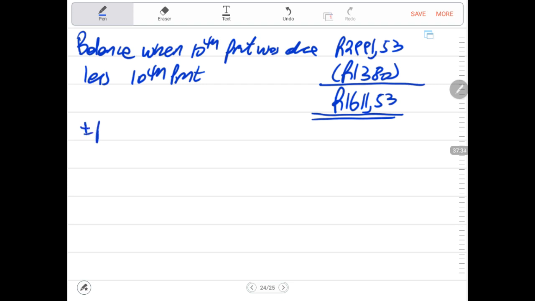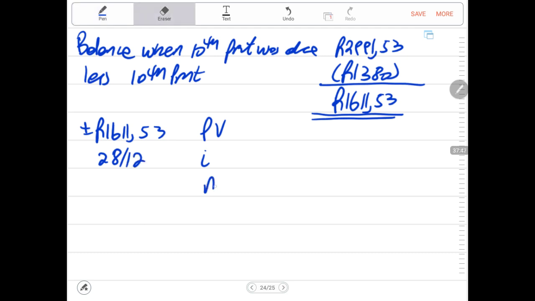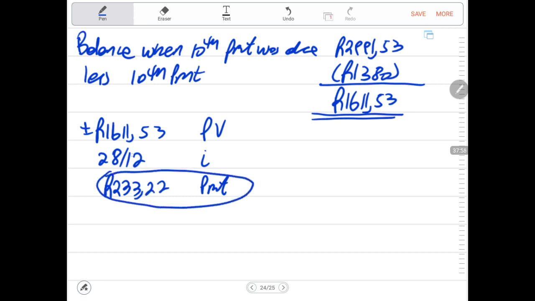So we have plus minus 1,611 rand 53 cents as our PV. Our interest is still 28 compounded monthly. Our N is what we are looking for. Then we have to acknowledge PMT. Our PMT is 233.22. We don't want to change our monthly payments. We want to keep our monthly payments, although we paid a bigger amount. Then we have to check how many payments remain. Then we compute our N.